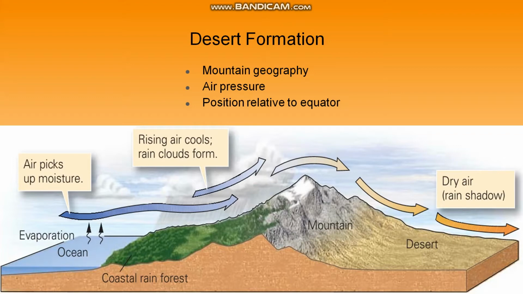Air pressure is another primary factor in desert formation. Dry, low-pressure air has little moisture content and remains near the ground, where it's easily heated by the sun. Because of this, heat is transferred directly to the ground, creating higher ground temperatures.